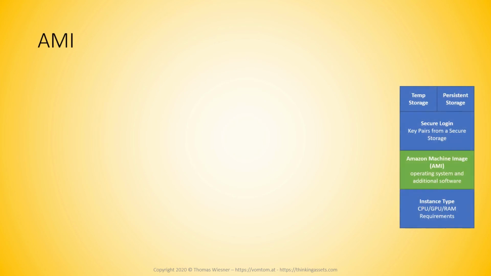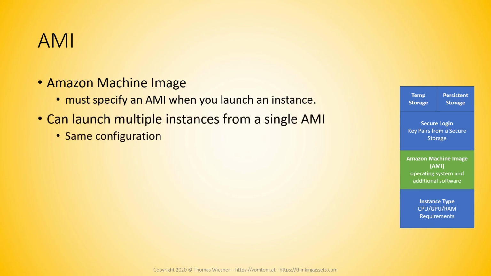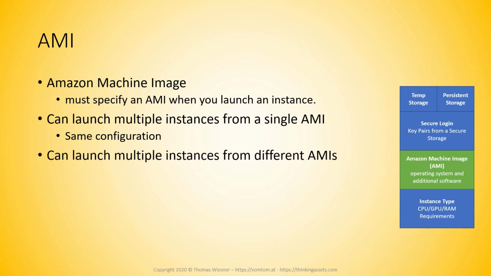So the next thing that I want to talk about is the Amazon Machine Image. When you launch an instance, then you must specify an AMI. So there is no way around that. You can launch multiple instances from a single AMI, so they have basically the same configuration, and you can launch multiple instances from different AMIs. So you can have one Amazon Linux and one Ubuntu and one Red Hat instance running. You can also create your own AMIs.